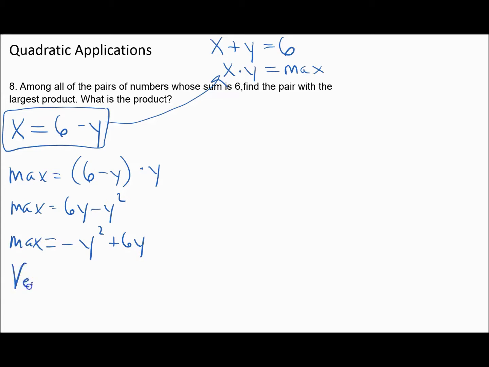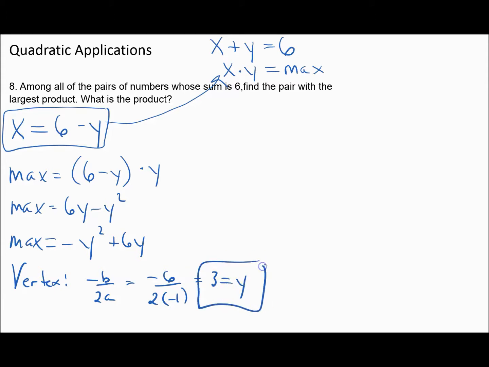Now I'm supposed to find the vertex. How do you find the vertex? Remember, negative b over 2a. So my b is 6. My c is 0 out here. There is no constant. So my b value is 6. So it's negative 6 over 2. My a is negative 1. So that's going to give me negative 6 divided by negative 2 is 3. So I know my vertex is 3 for my x value. Or I could say that's my y value, right? Remember, the y is the variable in the equation. So y equals 3. How do I find x? Well, I can use my equation right there. X is equal to 6 minus 3. So x is also 3.